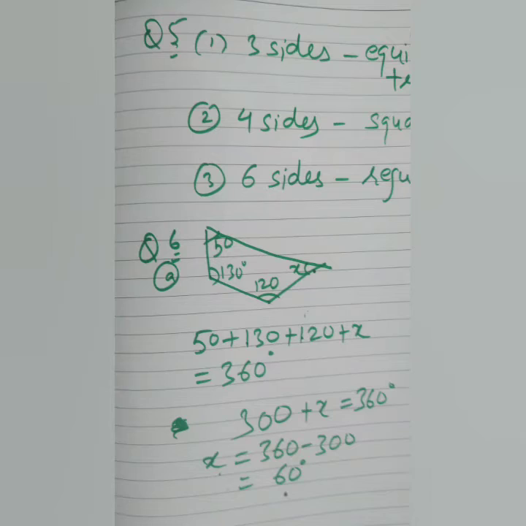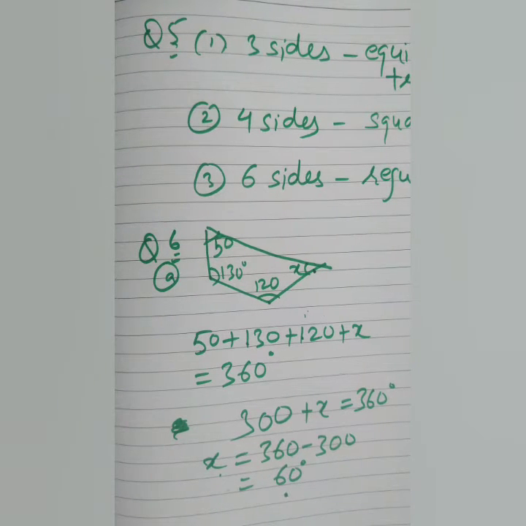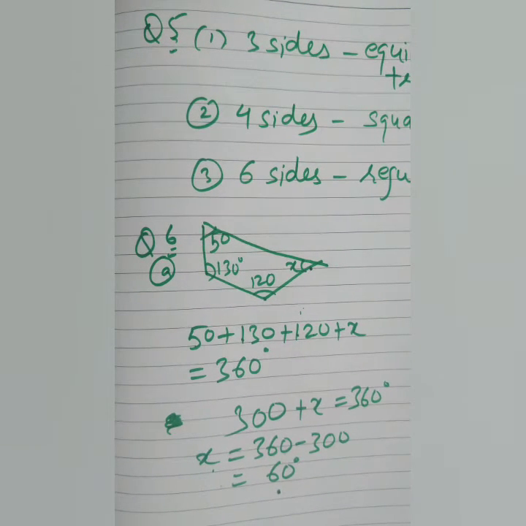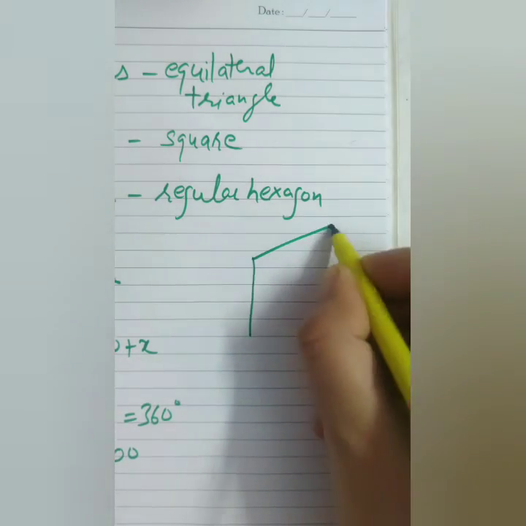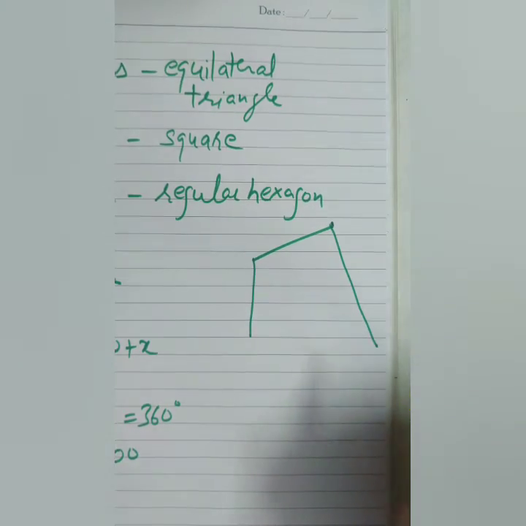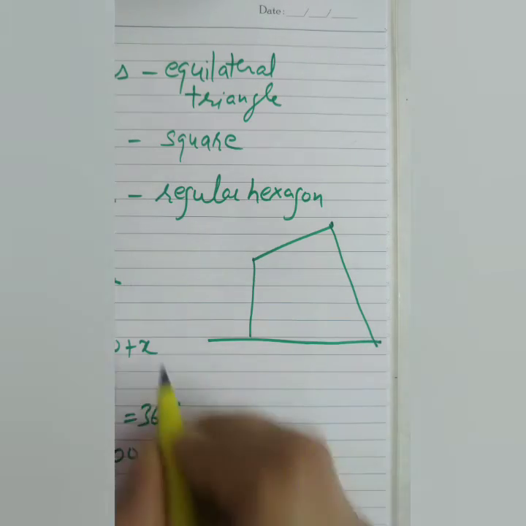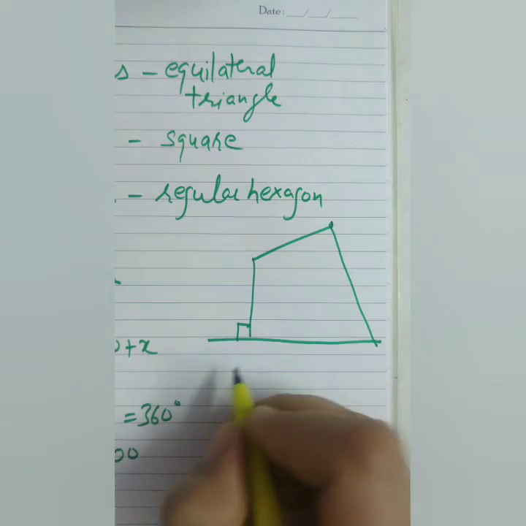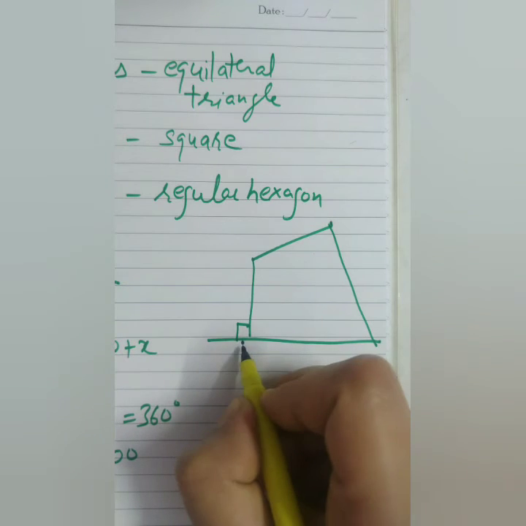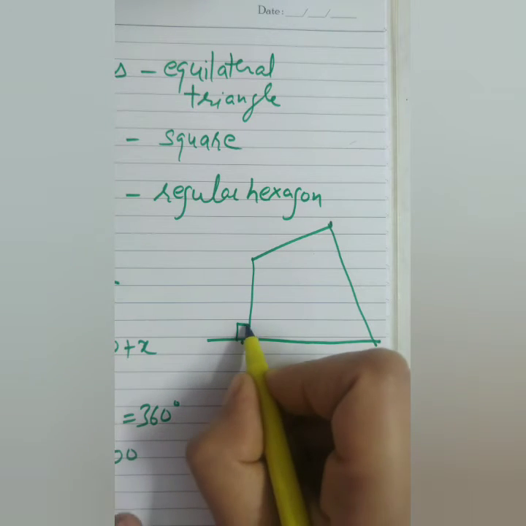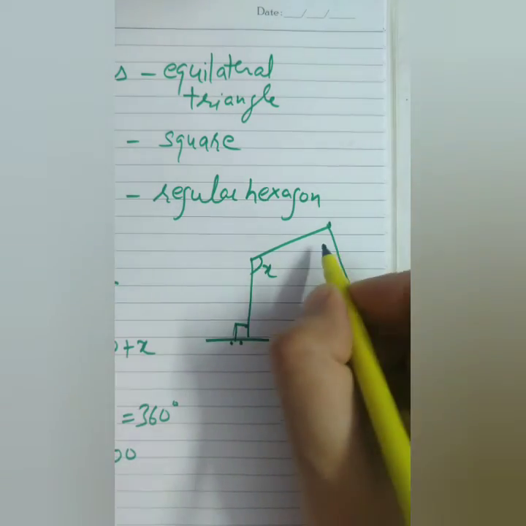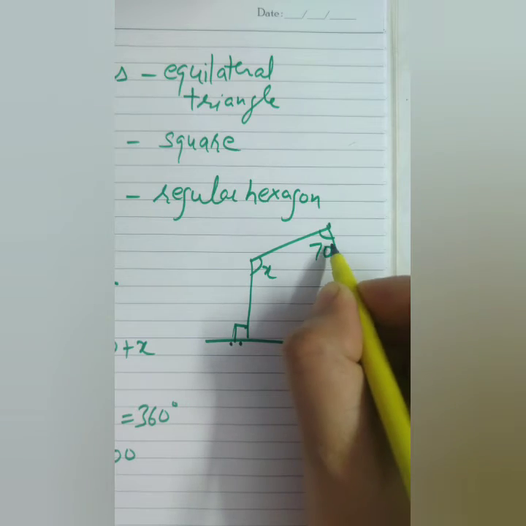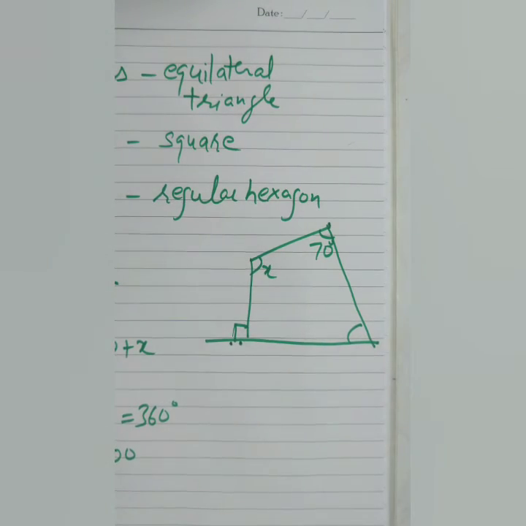Okay. Now let's move on to B part. B part is again in a similar way, but it's a little twisted. Here the quadrilateral has been drawn like this. This is 90 degrees. If a symbol like this occurs in your figure, then it means that it is 90 degrees. Okay, this is x, this is 70 degrees, and this is 60 degrees.